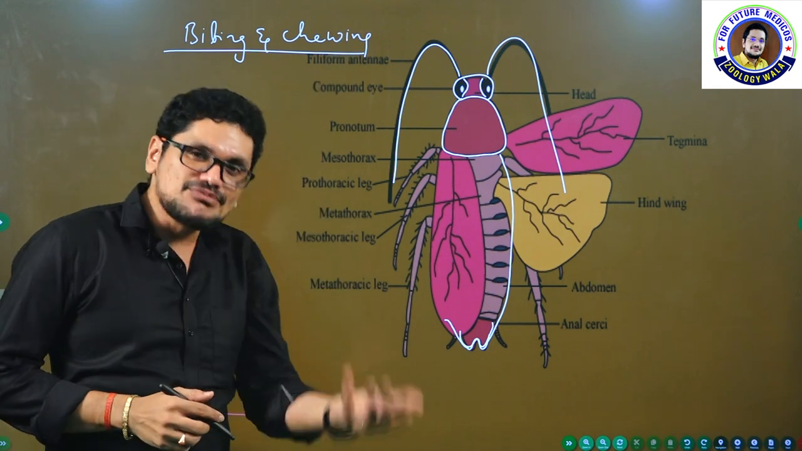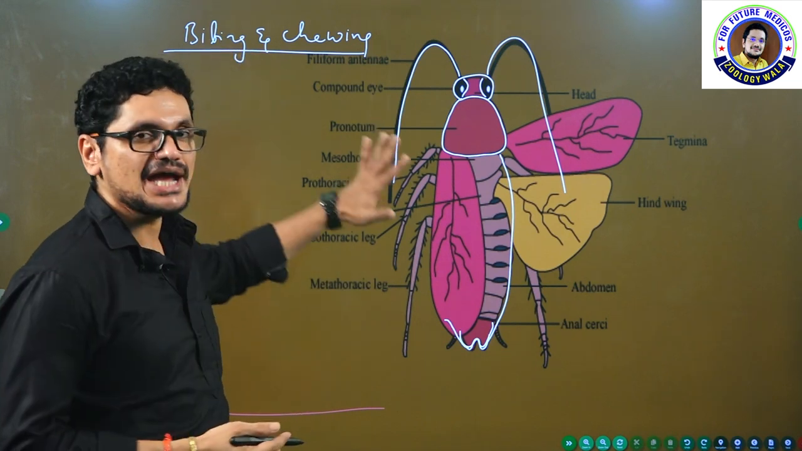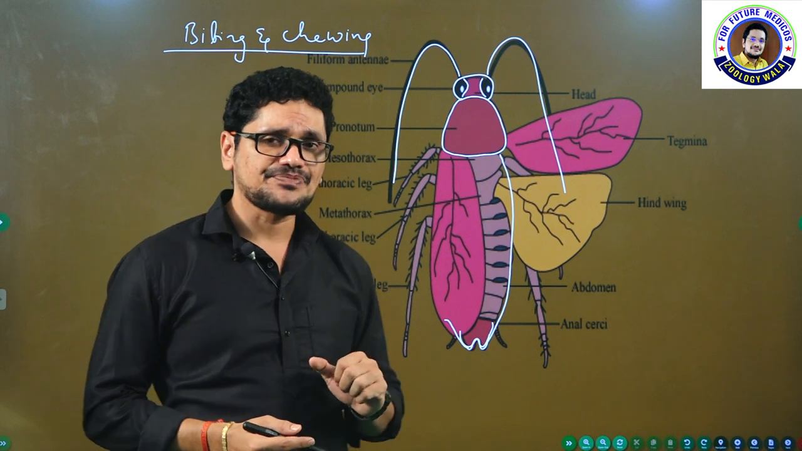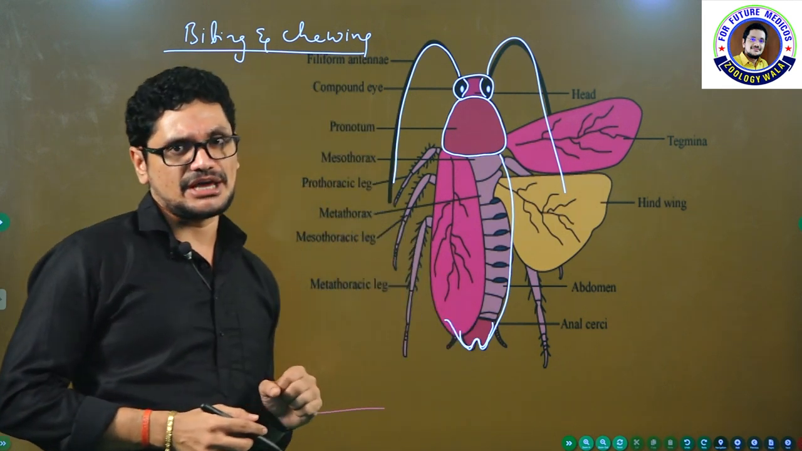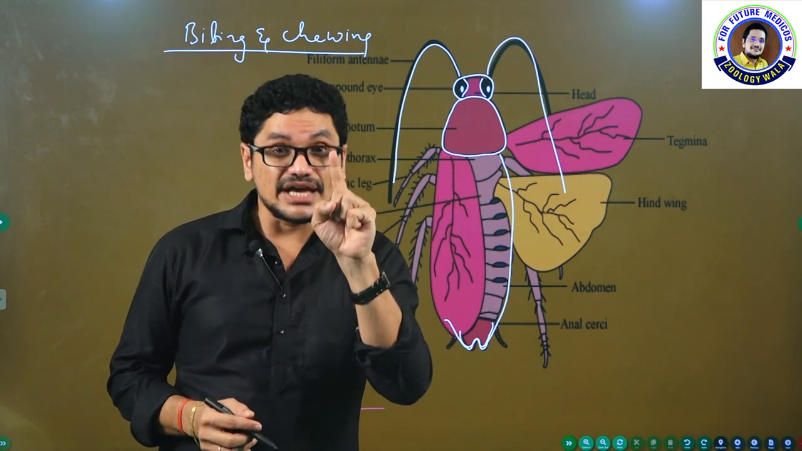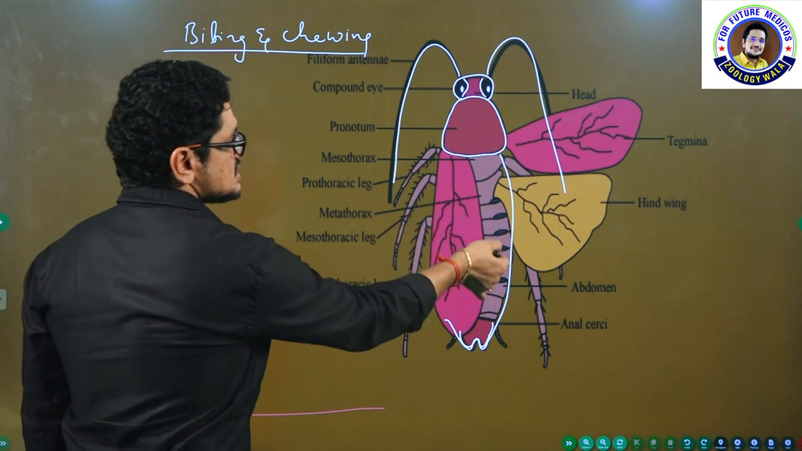Like that, different types of mouth parts are present in different animals, but in case of cockroach, biting and chewing type of mouth parts are present. Now the point I required: what are these biting and chewing type of mouth parts, and what are the different segments present in the head of cockroach? Now I will show. Okay, so I will take this diagram again.